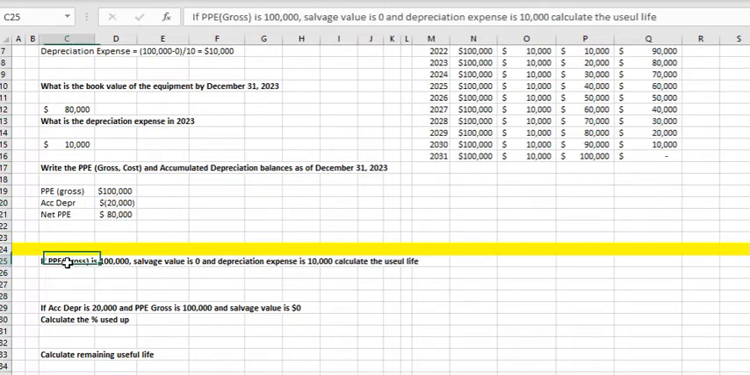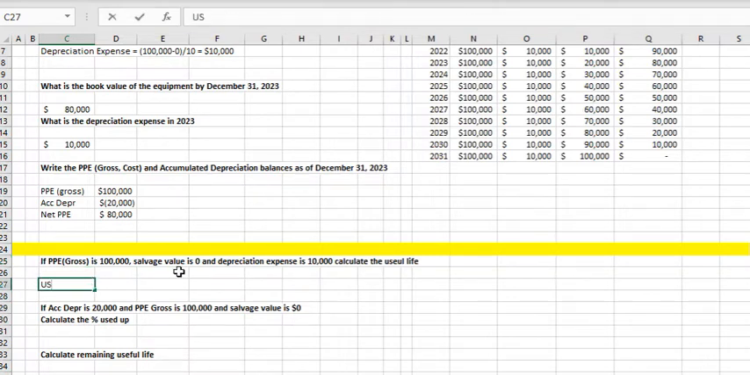When we are asked a question similar to this, where PP&E gross is $100,000 and salvage value is zero and depreciation expense is $10,000, we are asked to calculate the useful life, and assuming this is a straight line depreciation. The way we are going to calculate the total useful life is going to be equal to the cost minus salvage value divided by depreciation expense.